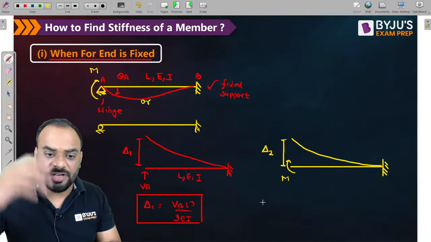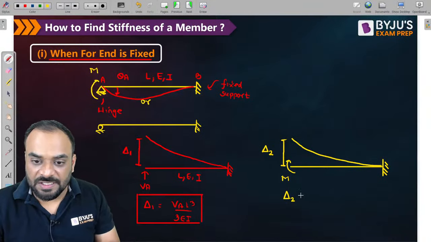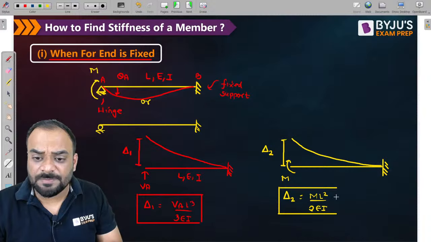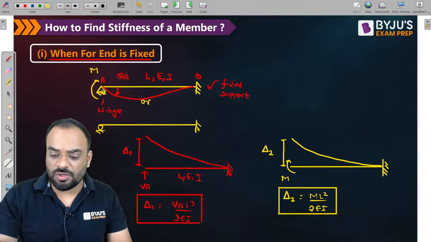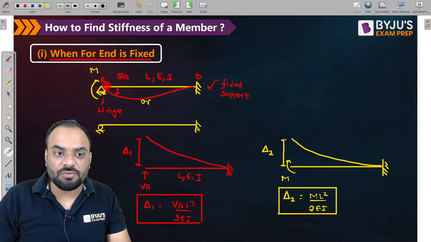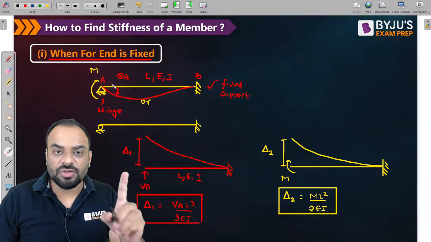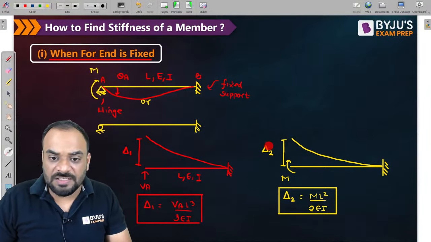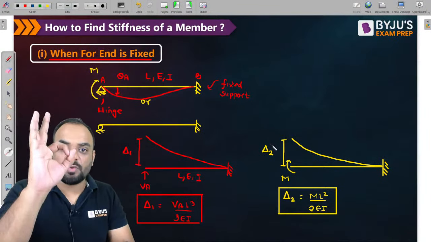So what is the value of delta 2? Delta 2 is basically ML square by 2EI, correct? Now tell me guys, in the present condition, the net displacement of joint A is equal to how much? It is equal to 0. So can I use this particular compatibility equation? That means delta 1 plus delta 2 is equal to how much? It is equal to 0.